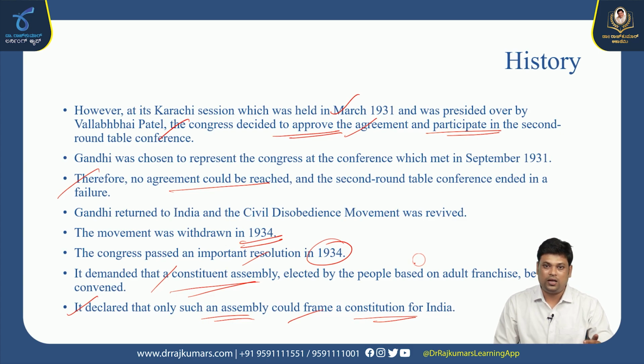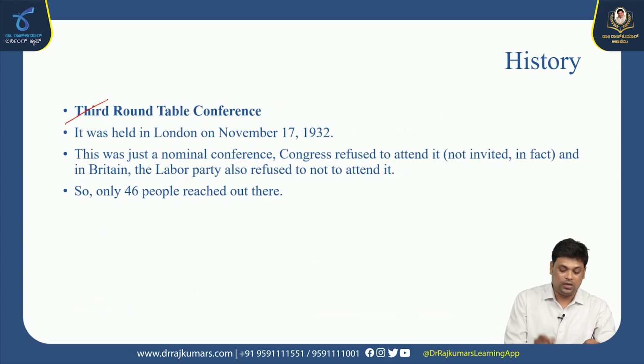But it was a failure and they came back and resumed the civil disobedience movement, and again Congress was banned. The civil disobedience movement in India was called off in 1934, and after that Congress came up with the resolution to set up a Constituent Assembly to frame a constitution for India. The facts I have explained are fair enough from an examination point of view. Next one is the third Roundtable Conference.